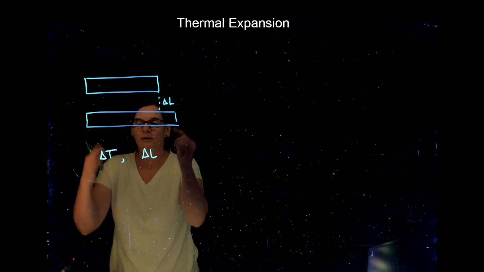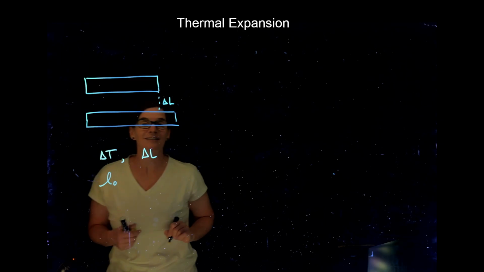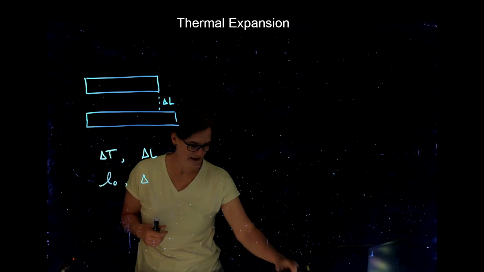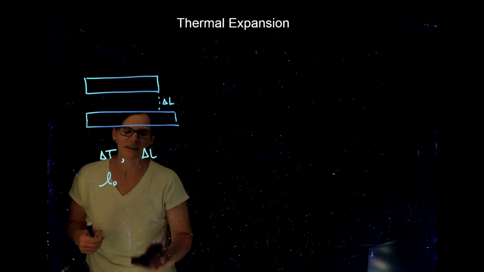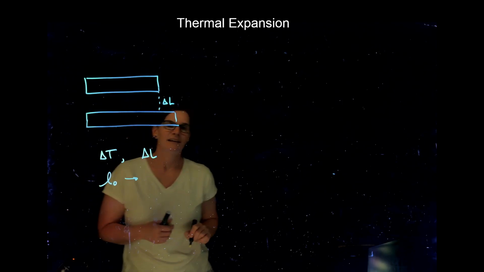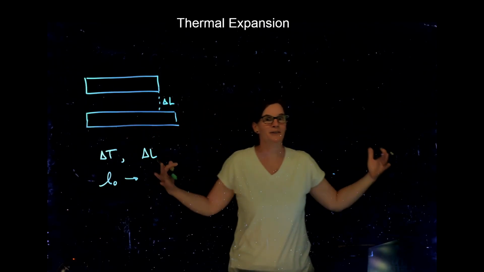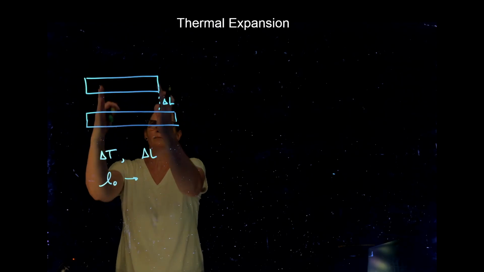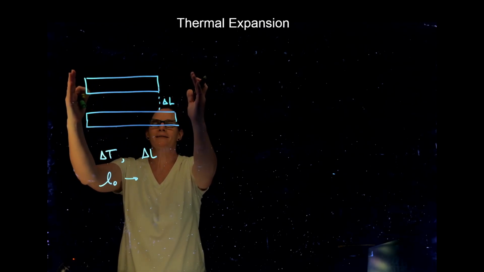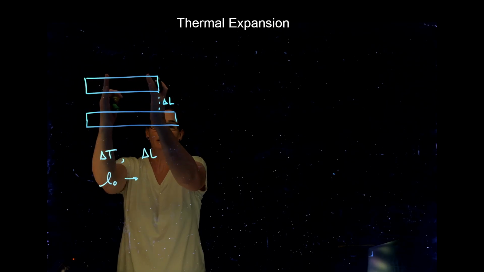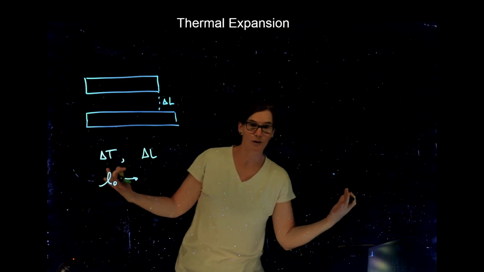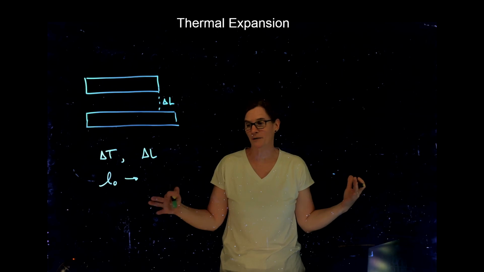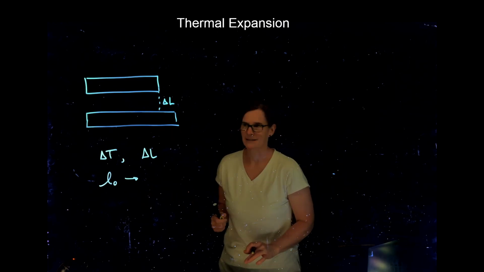Well, the original length, which we're going to call L naught, influences the change in length. The longer the object, the bigger the change in length I'm going to get. Why might that be? If you imagine this bar expanding in both directions, a smaller bar will also expand in both directions. There are more molecules in that bigger bar, so there are more molecules expanding, and it can expand even more. So the original length makes a difference.